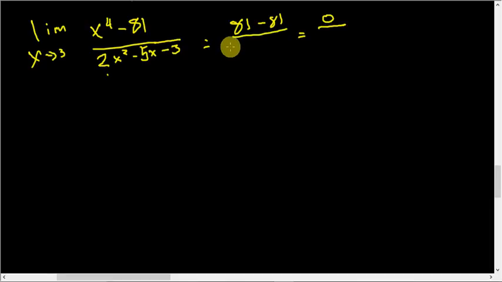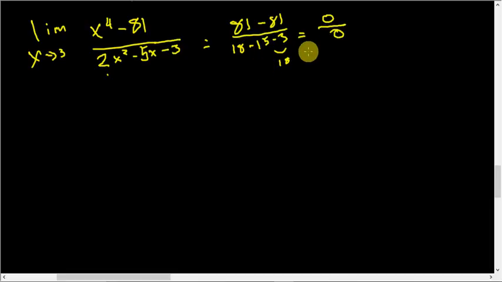Alright, let's just simplify it. 2 times 9, that's 18, right? Minus 15, and then minus 3. So we get 0 over 0, don't we? 18 minus 18.